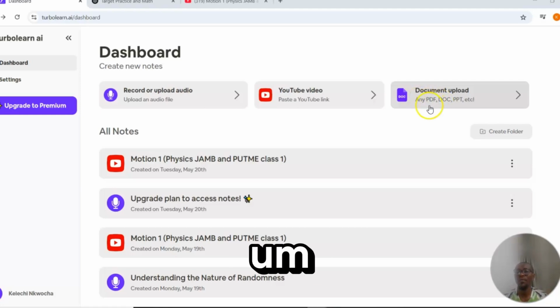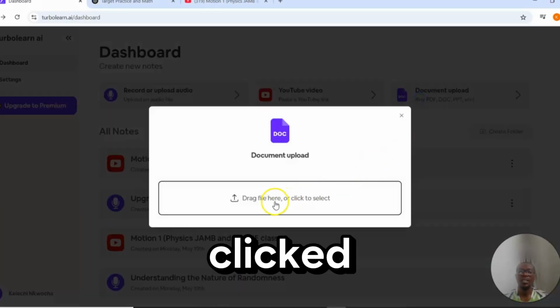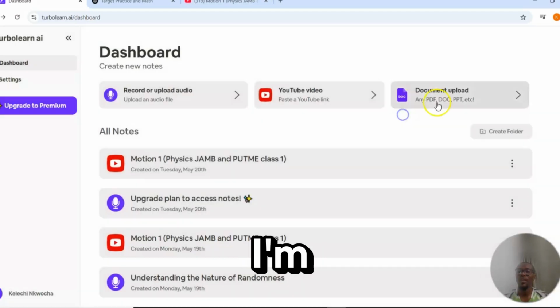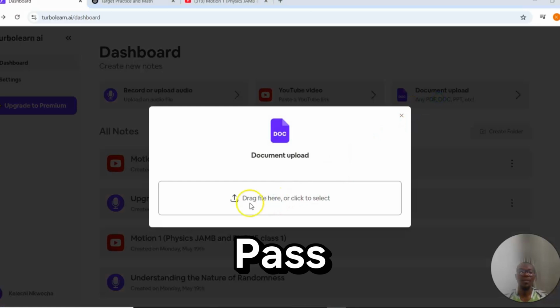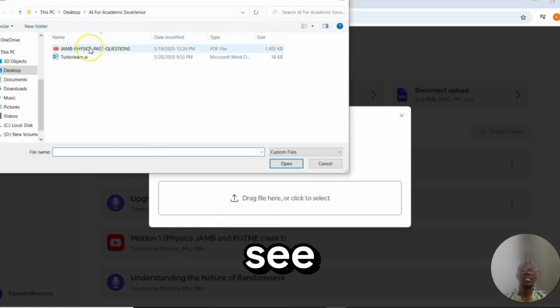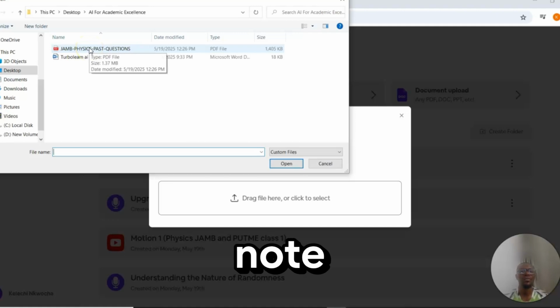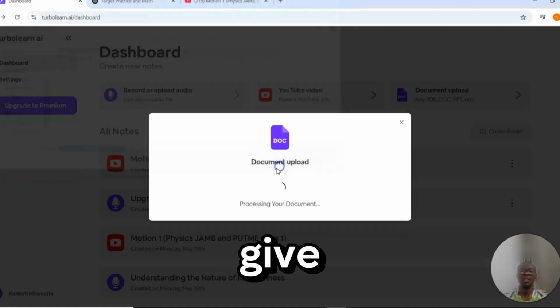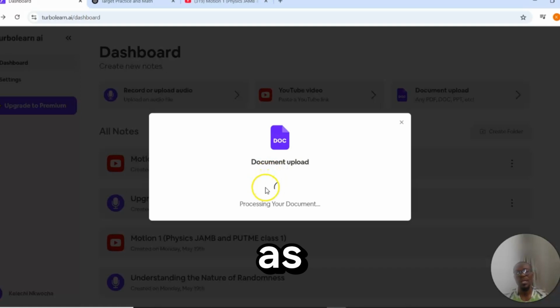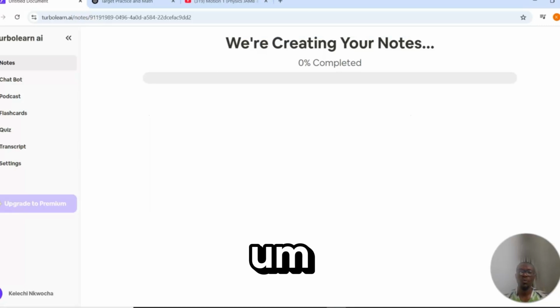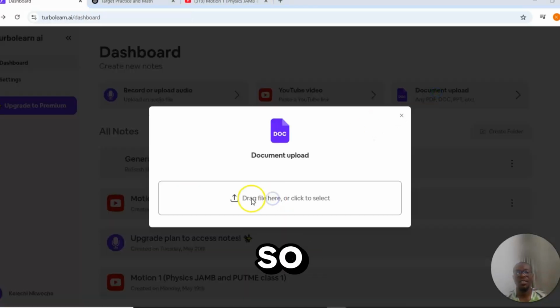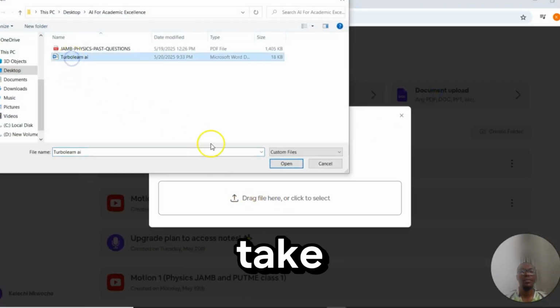Okay, so we are going to upload a note here. So I just clicked this where we were. Then I clicked on this, and I'm going to look for my notes here. Now this is physics past questions. Not a note per se, but let's see what it can give us. So I'm going to pause this as we wait, and I just generated a note on this. Hopefully it would not take much of our time.